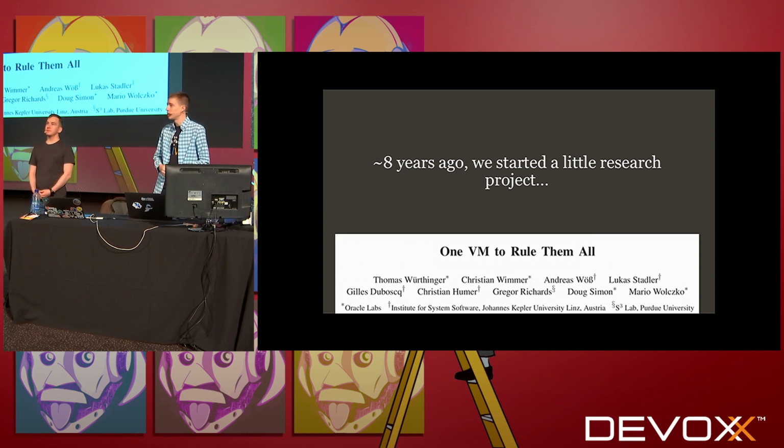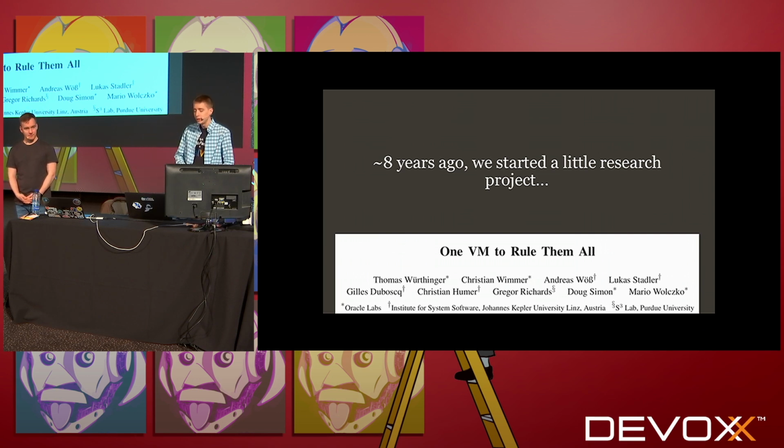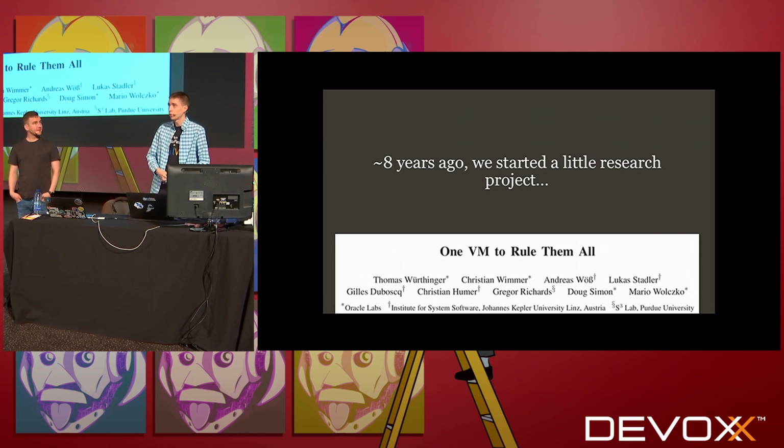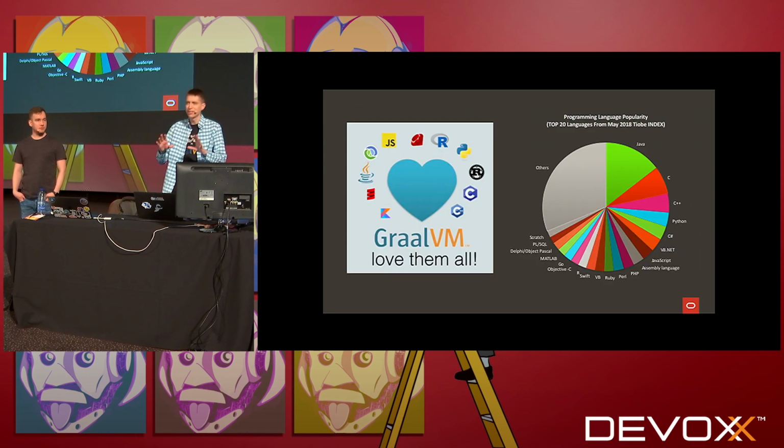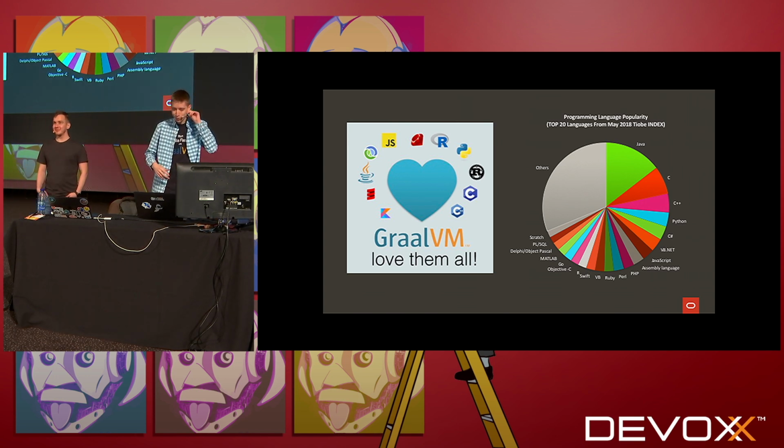Originally it was really a pure research project, a crazy idea, with only a few people working on it. And the idea was to create one virtual machine to rule them all, meaning ruling all programming languages. We wanted to create one virtual machine that can run not just one programming language or one set of programming languages, but any programming language out there. We later changed the slogan a little bit to be less violent: one VM to love them all, not to rule them all.